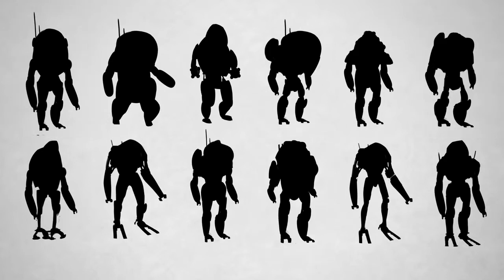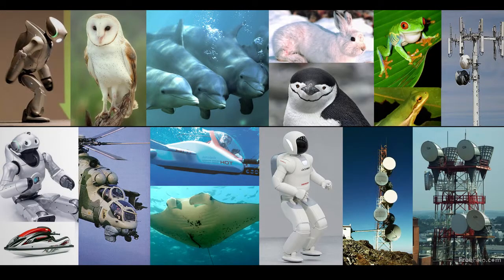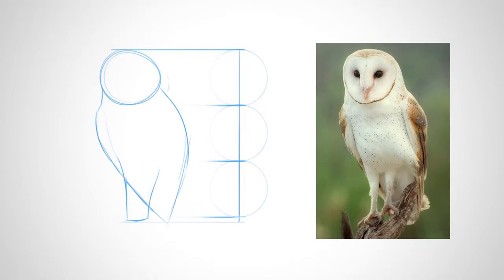So here's the big secret. When I gathered reference, I wasn't gathering it to be a direct copy. A picture of a barn owl is not that useful for making a robot unless you can think about the barn owl's proportions. Those hidden connections inside the barn owl are going to transfer directly to a robot, even if a beak and feathers have nothing to do with it.